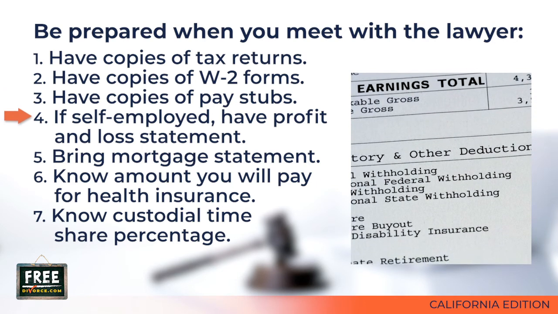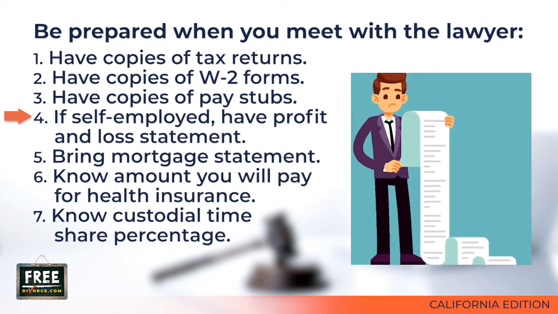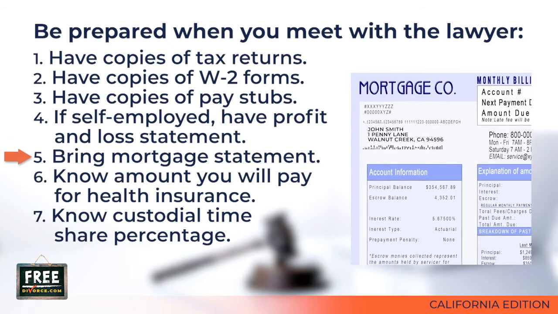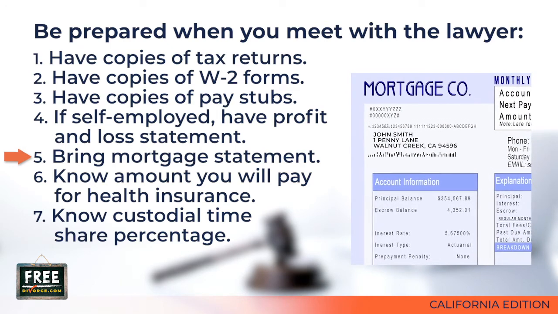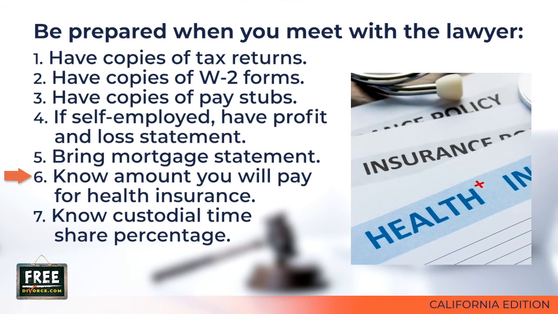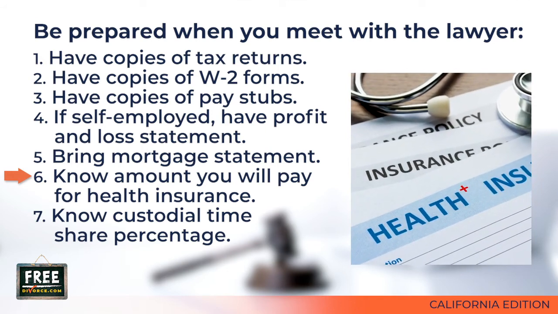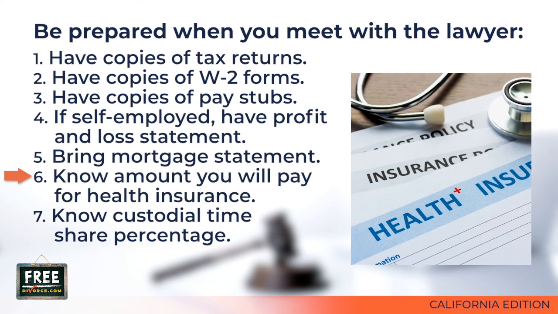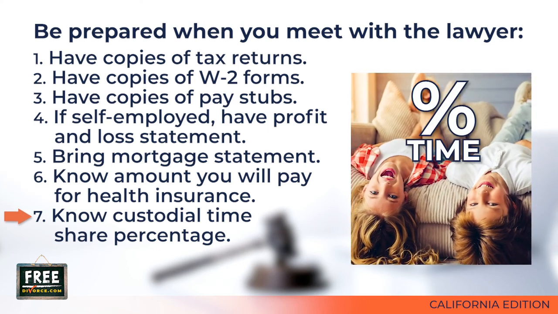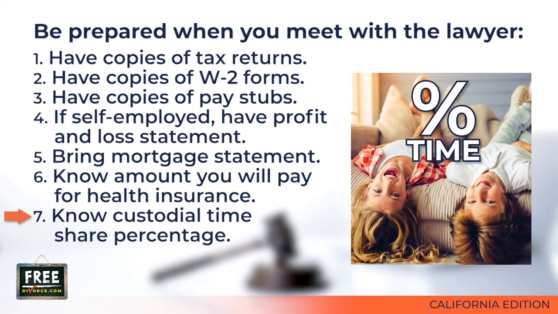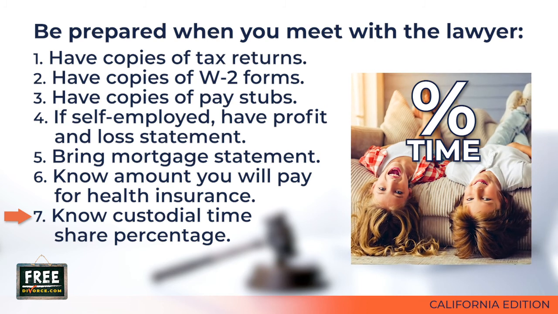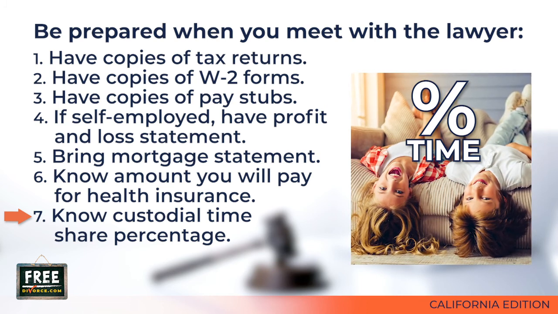If you and your spouse are self-employed, bring a current profit and loss statement for your business. If you own a home, bring a current mortgage statement. Also, know how much both you and your spouse will each be paying for health insurance after the divorce is concluded. Finally, be prepared to tell the attorney what percentage of time the children will be in your physical custody and what percentage of time the children will be in your spouse's physical custody after the divorce is completed.